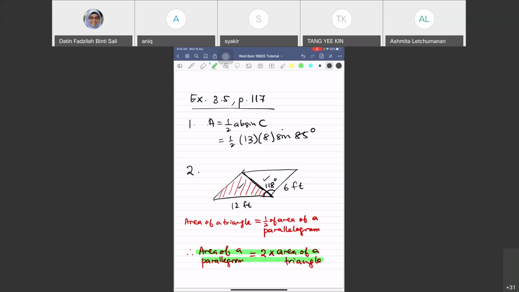Okay, in this case, if you look at the given diagram, basically you can just use what? How to find this, by the way? Anyone? So how to find question 2? This is the area of a parallelogram.